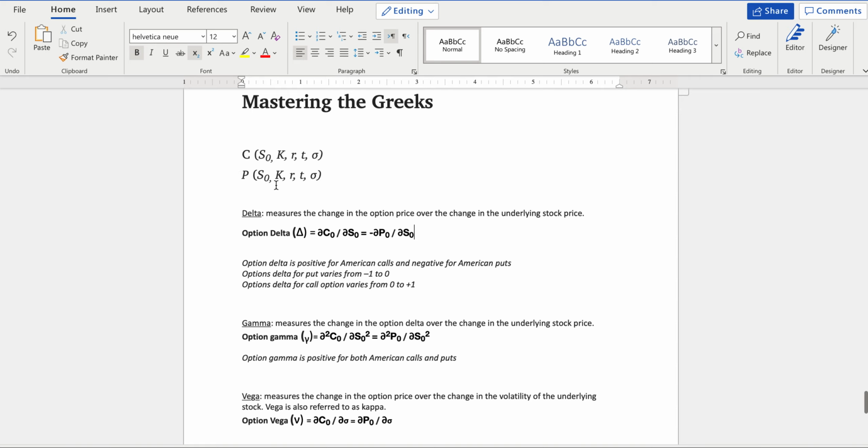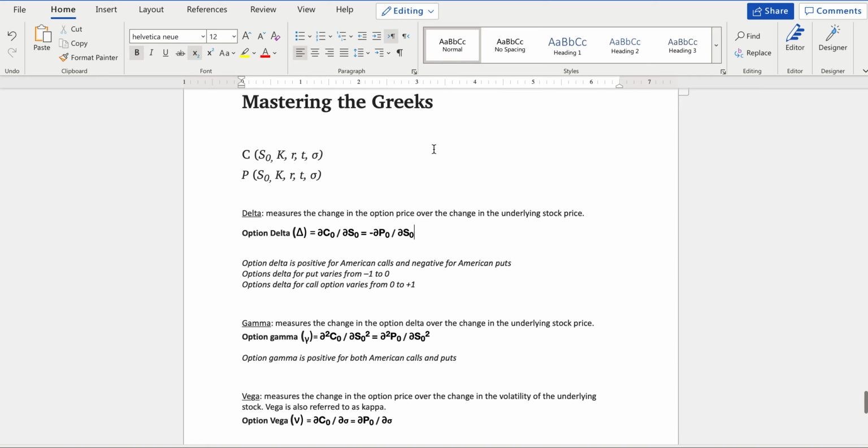So the call option and a put option are a function of five main variables. Those five variables are the stock price denoted by S subscript 0, the strike price denoted by K, interest rates denoted by R, time denoted by T, and the volatility of that asset denoted by sigma.